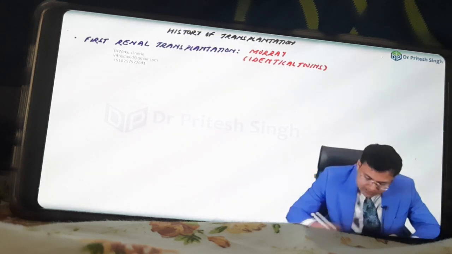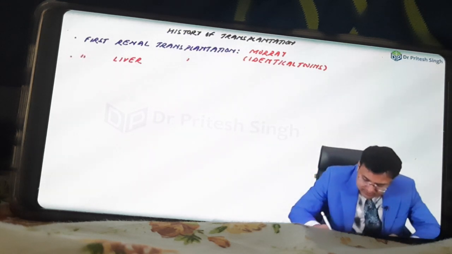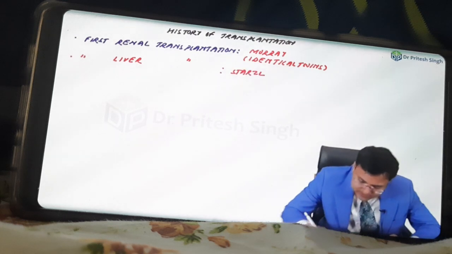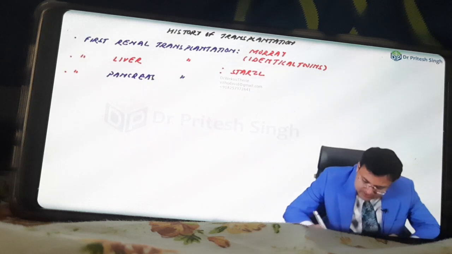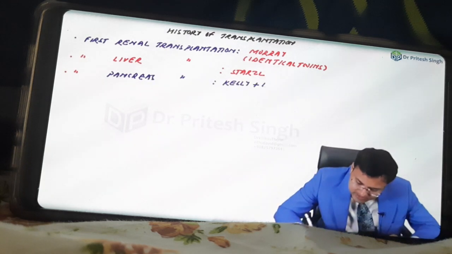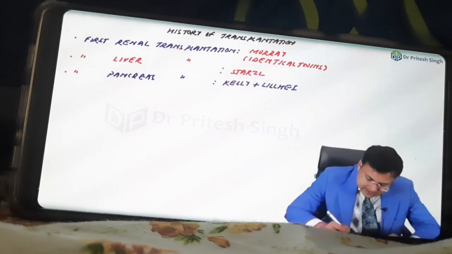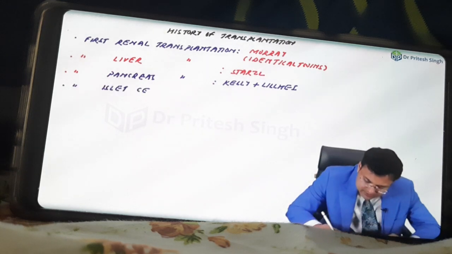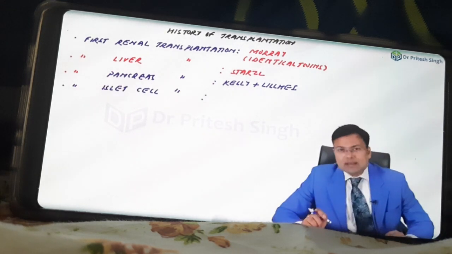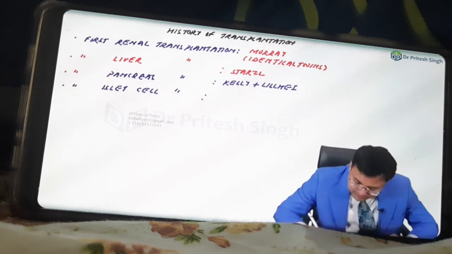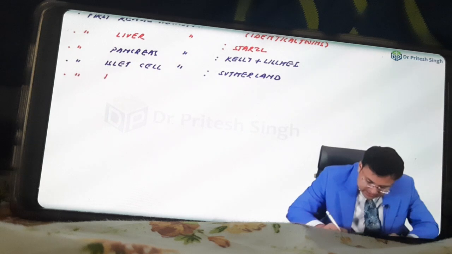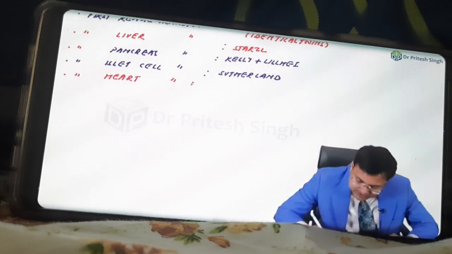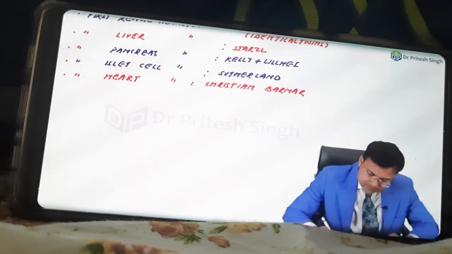Second question, who performed the first liver transplantation? First liver transplantation was performed by Starzl. Third question, who performed the first pancreas transplantation? It was performed by Kelly and Lillehei. Who performed the first islet cell transplantation? In islet cell transplantation, islet cells are injected into the portal vein, and this was performed by Sutherland.